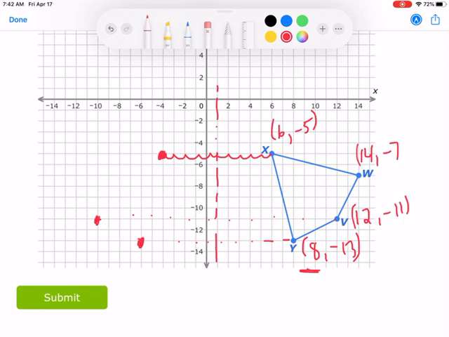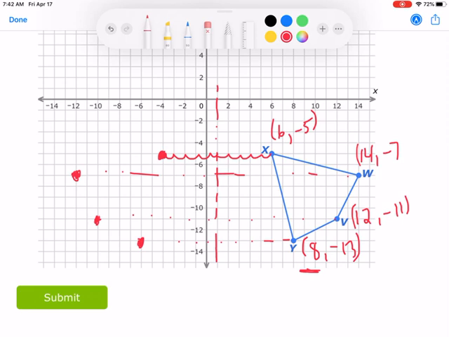W, 14. Again, because I'm reflecting over x, I only care about the x values. The y values stay the same. 14 is 13 units from 1, so I'll do 1 minus 13, because again, I'm going to the left. 1 minus 13 is -12. So I'm keeping that on the same line. -12.